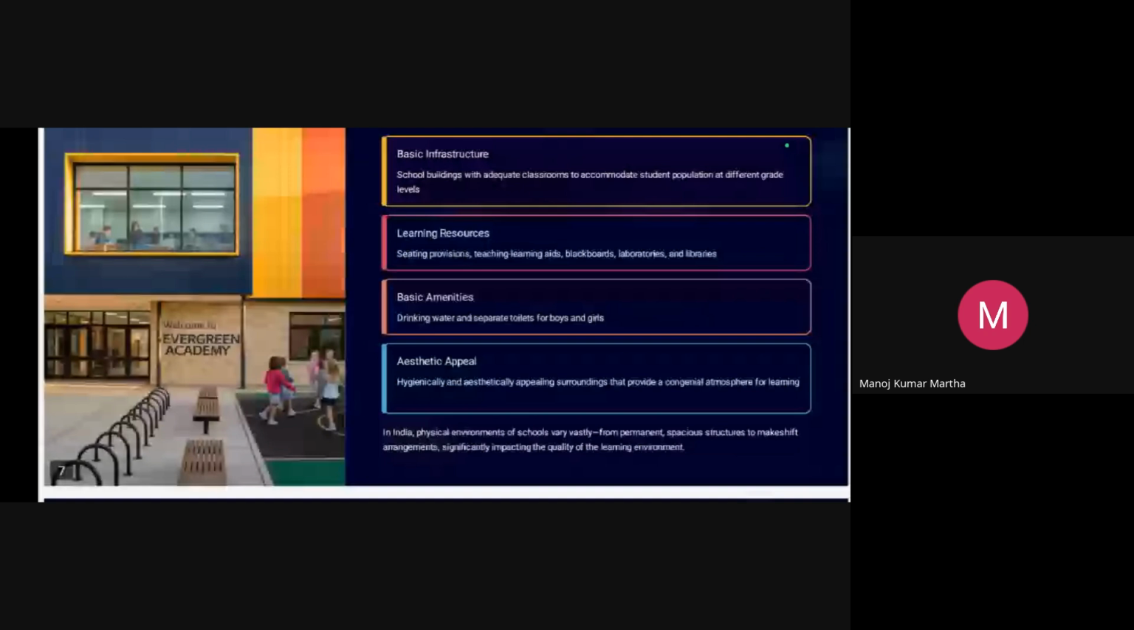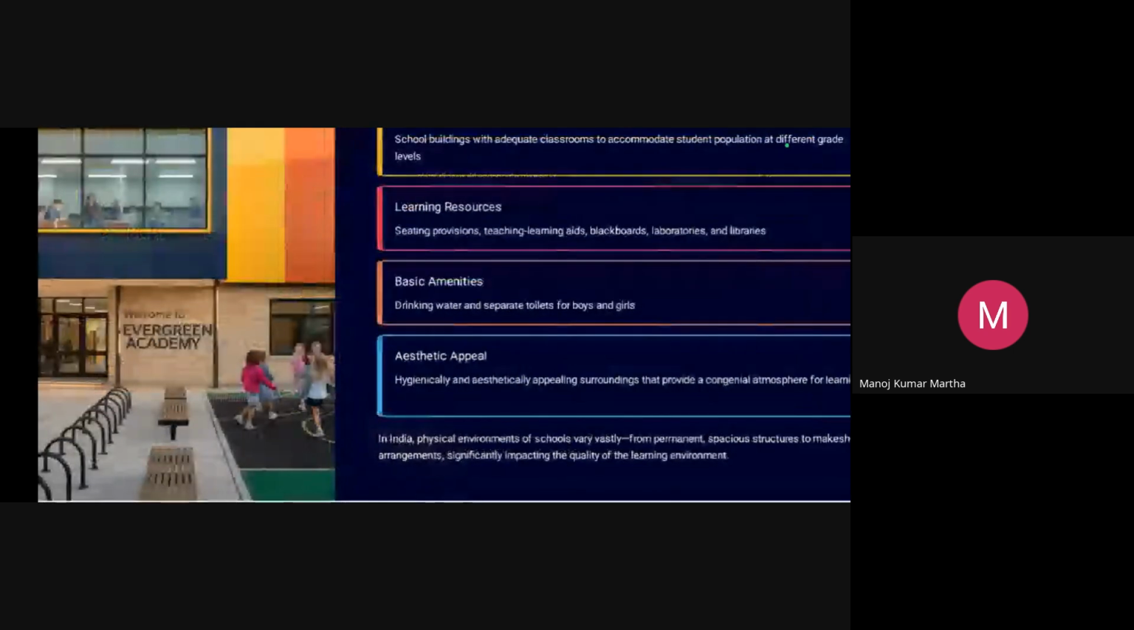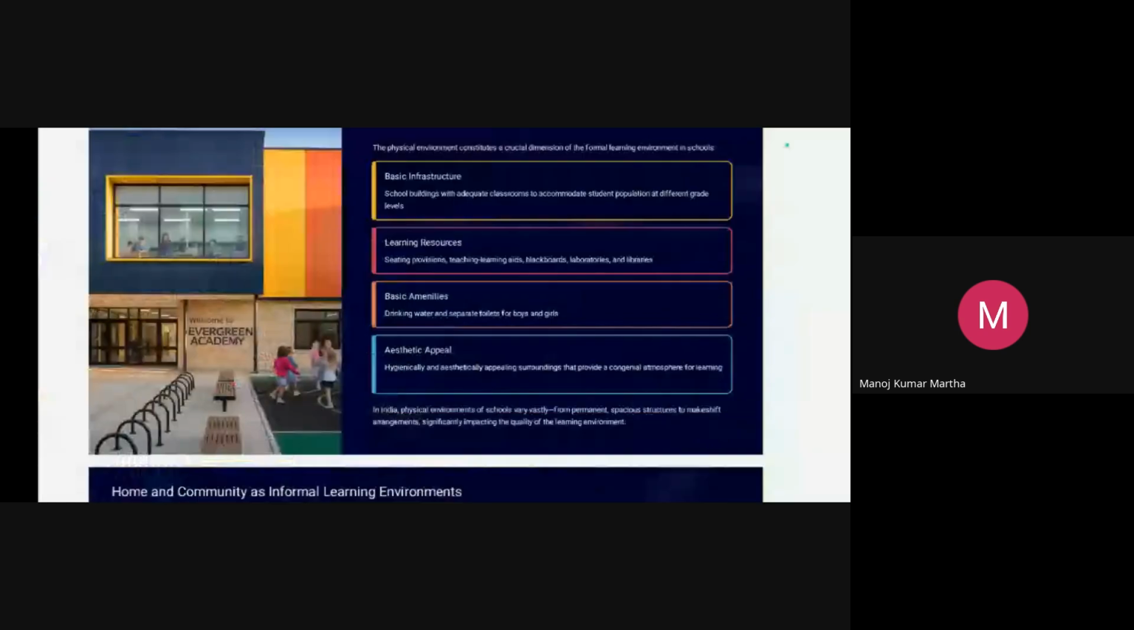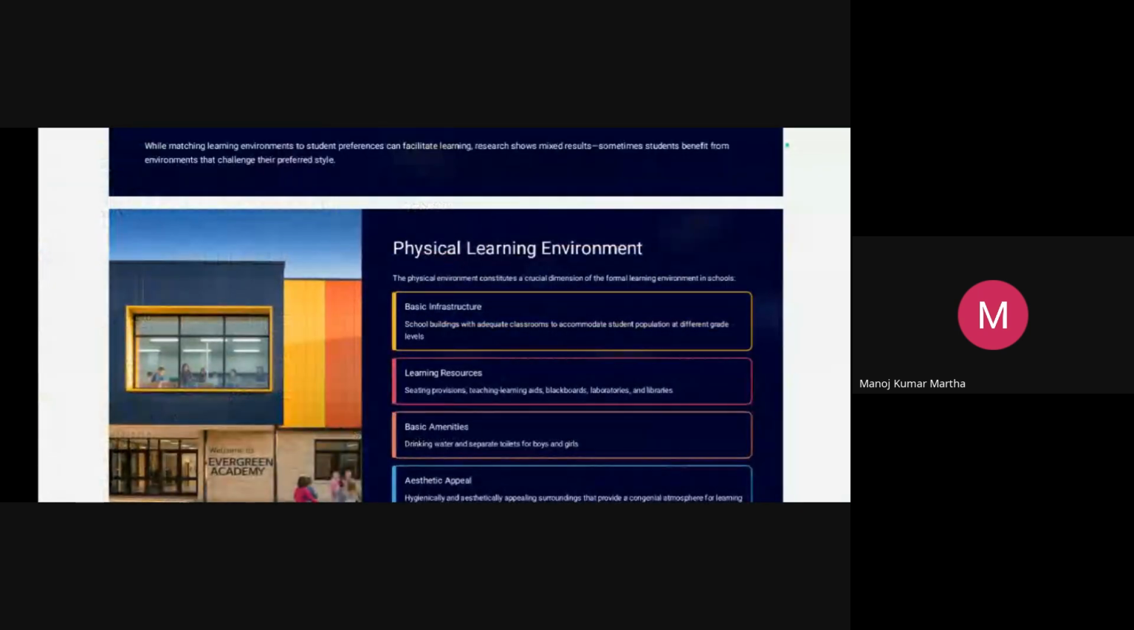Then basic amenities they also need, that also affects the process of learning. Basic amenities may be drinking water, separate toilets for boys and girls, and other things. And also aesthetic appeal. Aesthetic appeal means some things which affect the process of learning. They may be a hygienic environment, aesthetic surroundings. Okay, that also provides a congenial atmosphere for learning. So these things are known as physical resources, or what we call physical facilities.